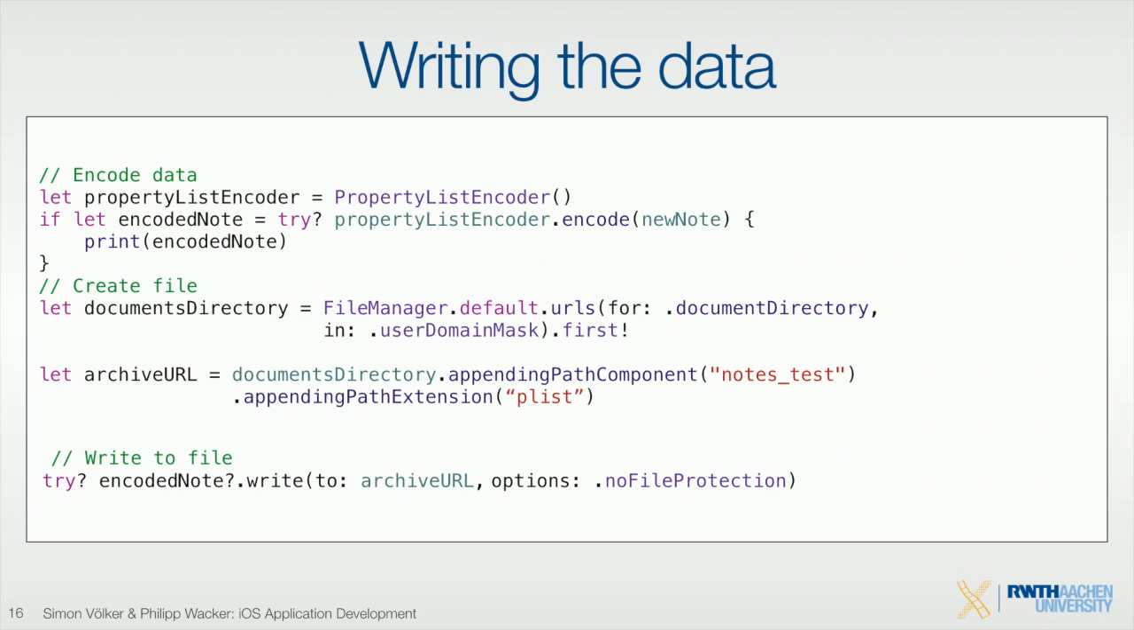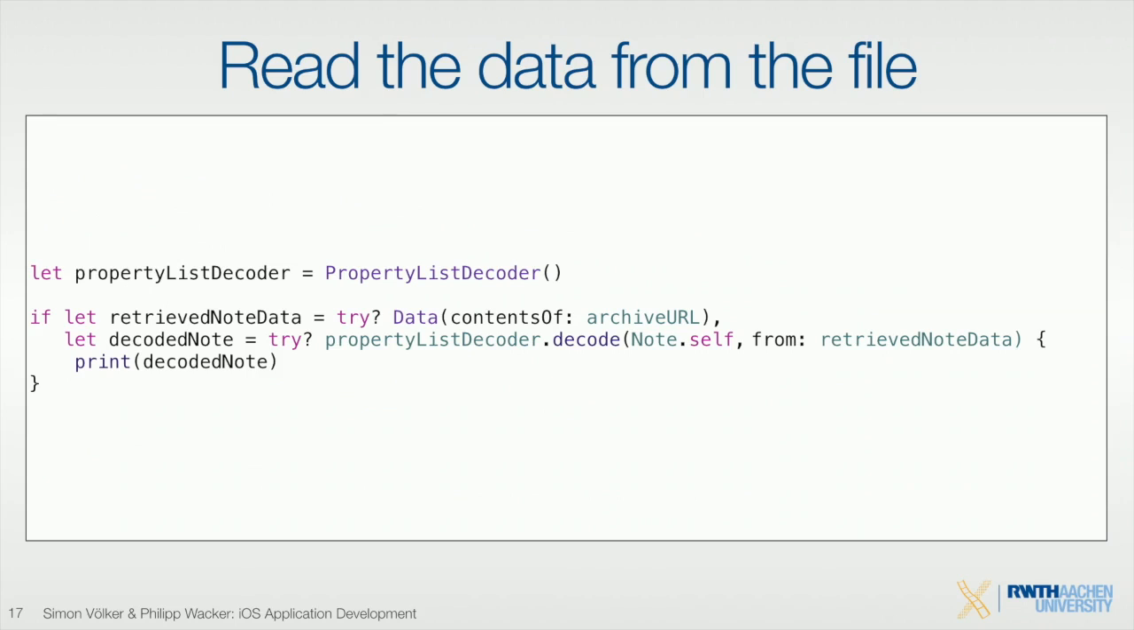Of the phone, and the encoded node. And I'm saying, okay, this archive URL, which I defined here, with an option no file protection. Here you can actually give a password to that file. And if this is done, the file is actually created at that point, when this does not throw any error. So with this, you can write the file in this format on the hard drive, and you can actually access it. So, read from the file, same way.